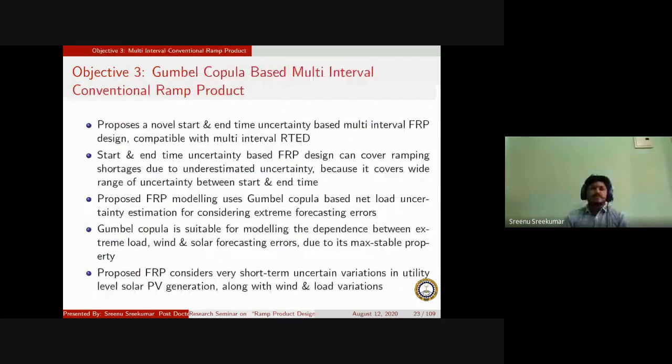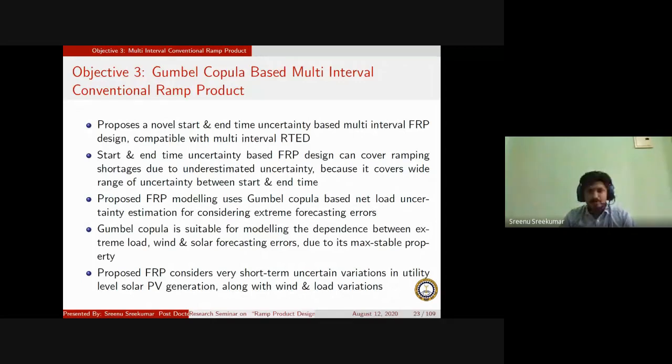So objective 3 proposes a multi-interval conventional FRP product. It considers both start and end time uncertainty, compared to the existing end time uncertainty based FRP. I will discuss that with the help of the figures. If we consider both start and end time, it can cover ramping shortages due to underestimated uncertainty, because it covers a wide range of uncertainty between start and end time.